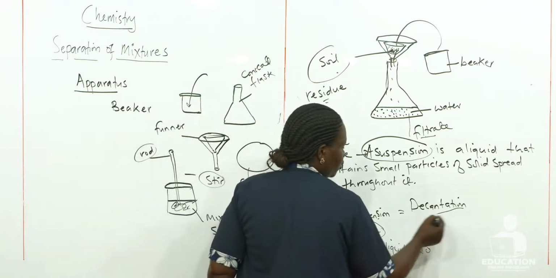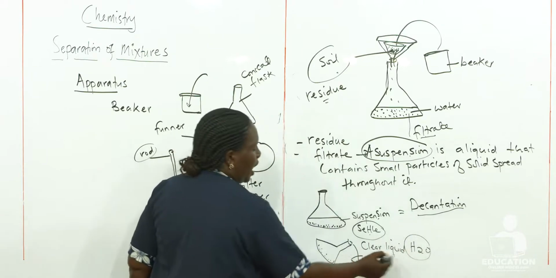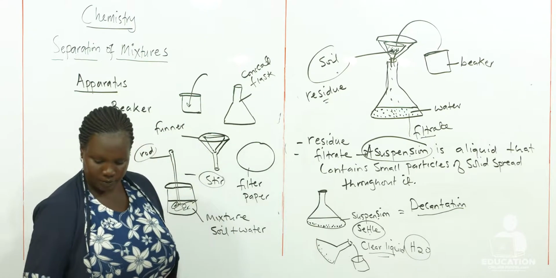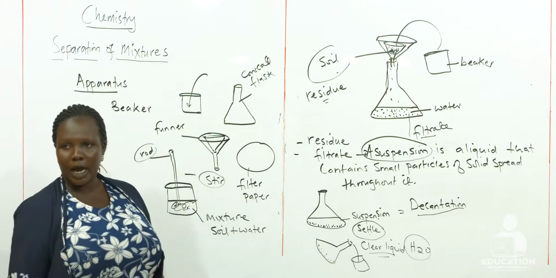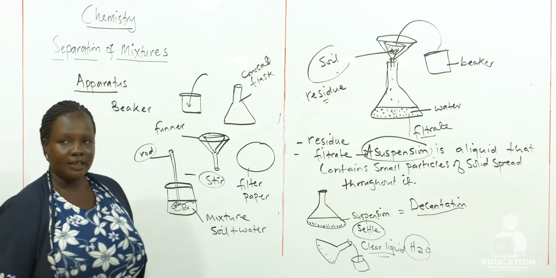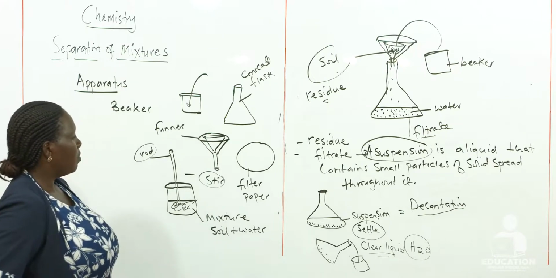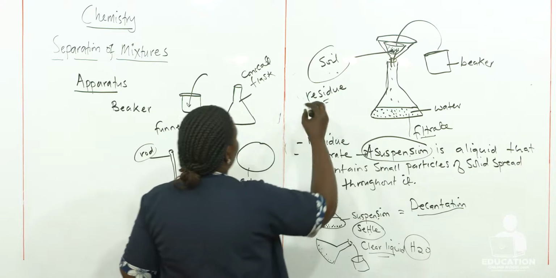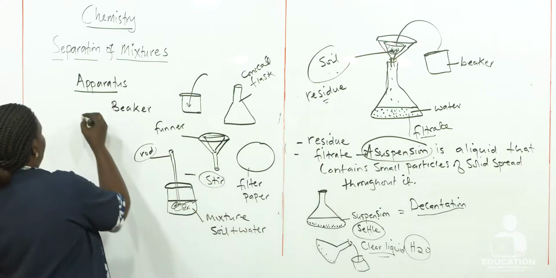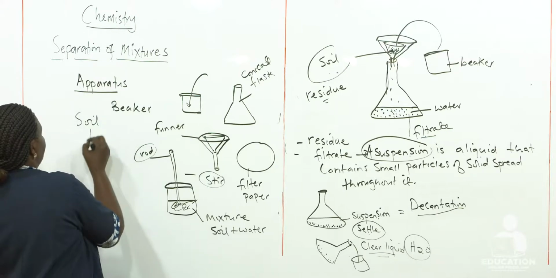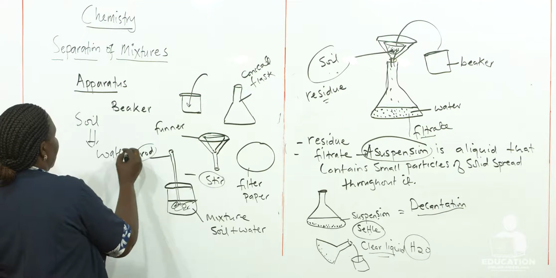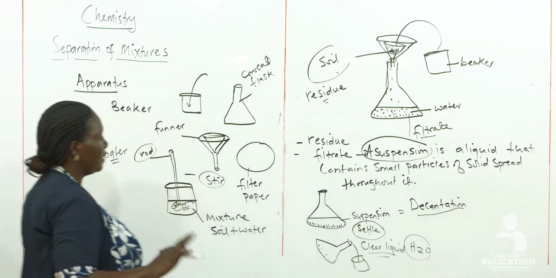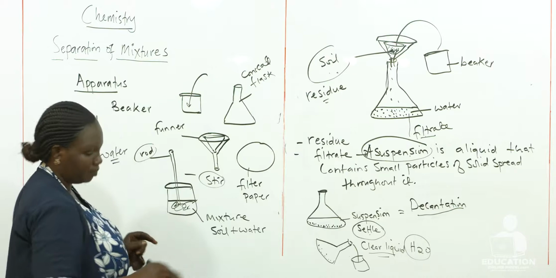Then we decant, that is slow bending and pouring of the clear liquid water, separating it again from the small particles. Then we get now our clear water. So at this stage, we have already separated the solid or the soil particles from the water. We separate the soil, and then we have the water separate. So this is simply a filtration process.